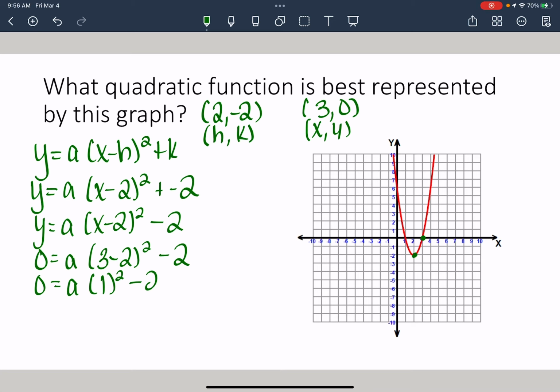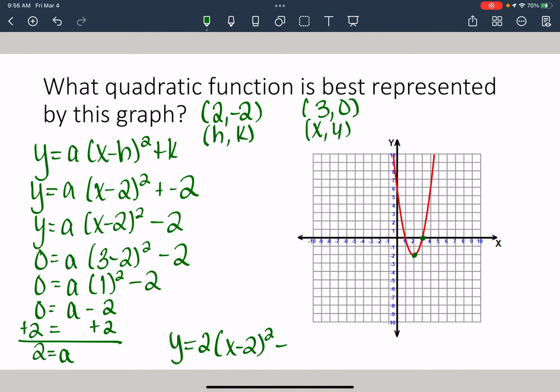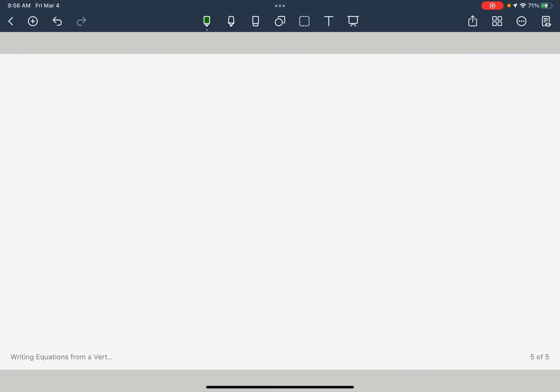So 1 squared minus 2. 1 squared is just 1, so this is going to be 0 equals a minus 2. When I add 2 to both sides to solve for a, I get 2 equals a. So my equation will be y equals 2 times x minus 2 squared minus 2. And now I can expand this, and I can write this in standard form if I need to. So I have 2 times x minus 2 squared minus 2. So what I do is first I expand out that square.